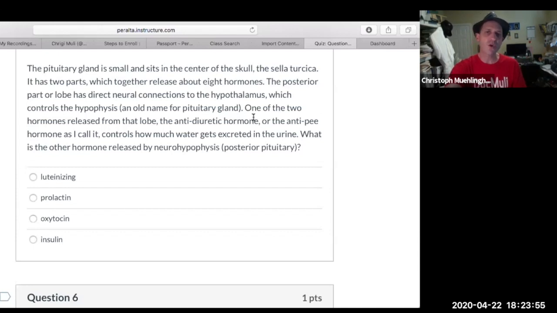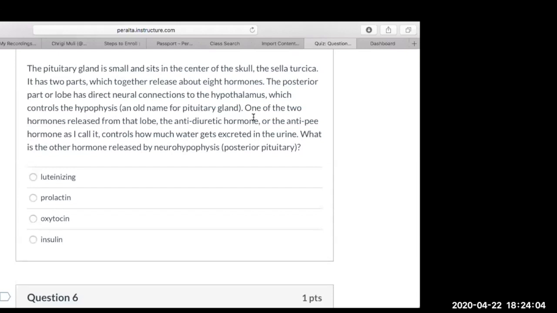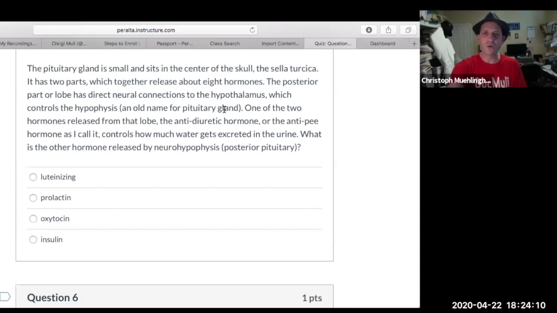What is the other hormone released by the neurohypophysis, the posterior pituitary gland? Oxytocin. Oxytocin, all right. Oxytocin it is.